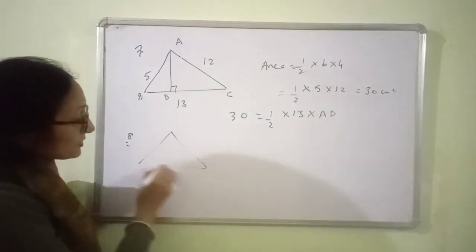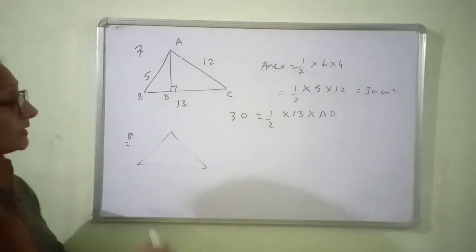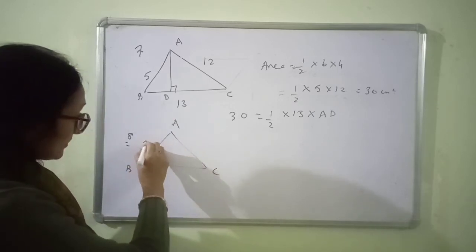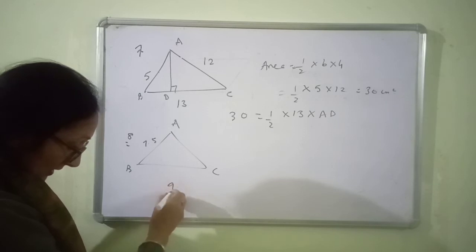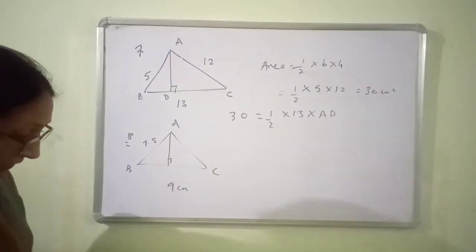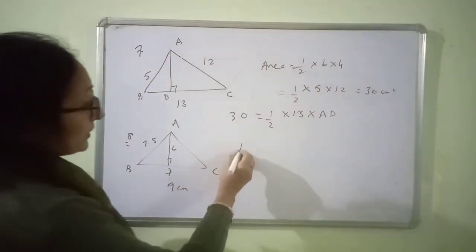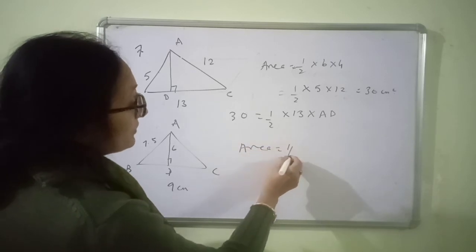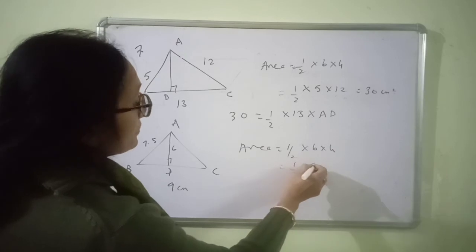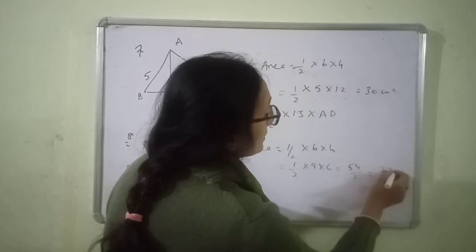Next question is the same. Here it is an isosceles triangle. All of you know what an isosceles triangle is, in which two sides are equal. So here AB and AC are equal to 7.5 centimeter and its base is 9 centimeter. They asked to find the area of triangle ABC. The height is 6 centimeter. So area of triangle will be equal to half into base into height. Half into 9 into 6. 9 6s are 54. 54 upon 2 is 27 centimeter square.